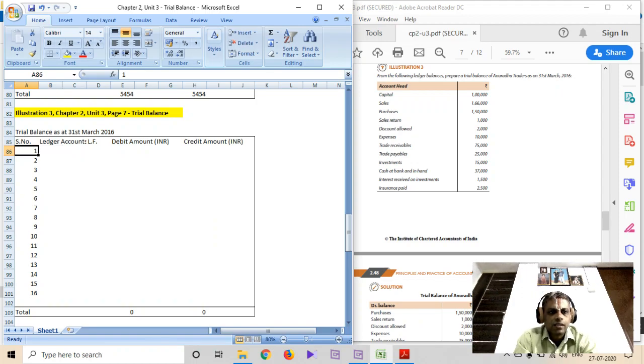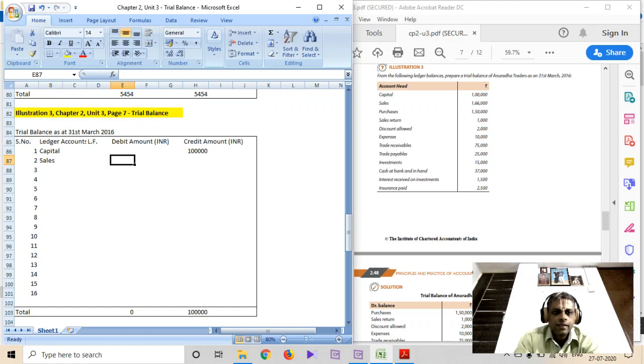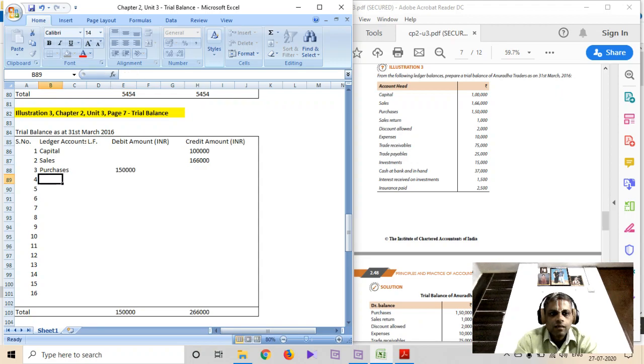31st March 2016, for Anuradha Traders. Okay, perfect. Capital 1 lakh. Let's take capital. Capital is always a credit balance. We have seen in the 5-finger rule. 1 lakh. Then we have sales. Sales credit balance 1,66,000. Then we have purchases. Purchases debit balance 1,50,000. Then we have sales return. Sales return debit balance 1,000.